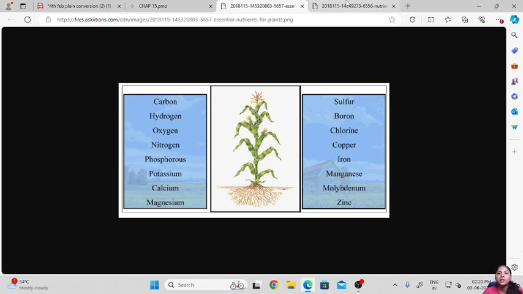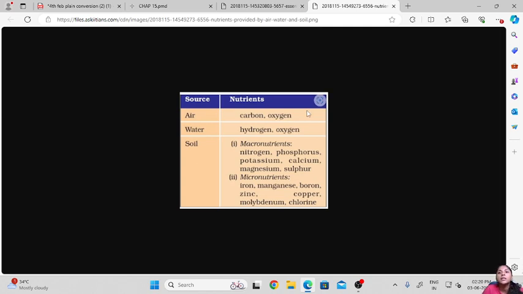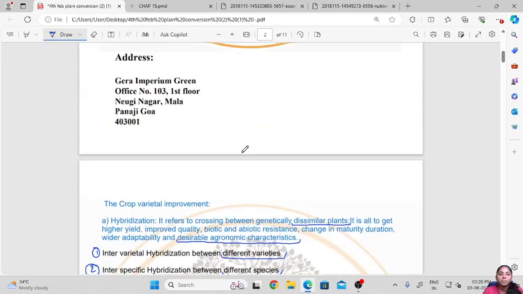Now where do these nutrients come from? So the plants attain these nutrients through air, water and soil. Air will provide oxygen and carbon dioxide. Water will provide hydrogen and oxygen, and most of the micro and macronutrients will be absorbed through the soil. So nitrogen, phosphorus, potassium, calcium, magnesium and sulfur are the macronutrients which are absorbed from the soil, whereas iron, manganese, boron, zinc, copper, molybdenum and chlorine are the micronutrients which will be absorbed from the soil by the plants.